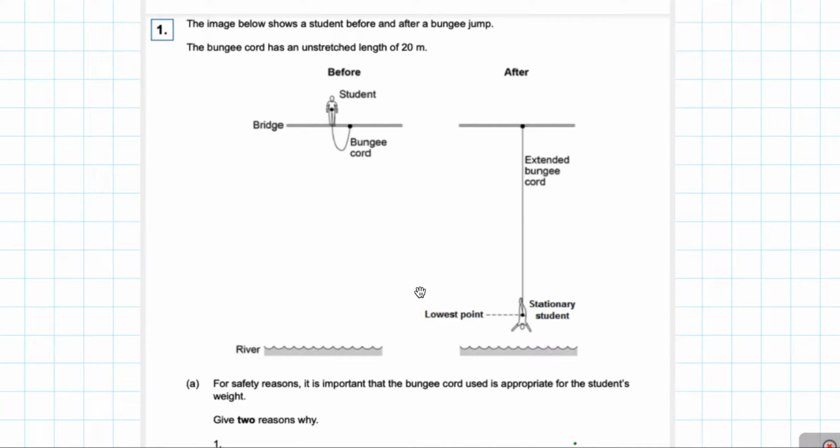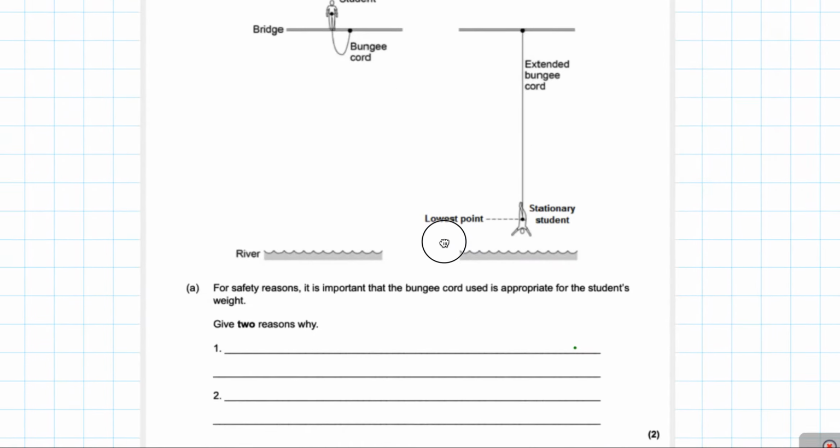Okay, so question 1, the image shows a student before and after a bungee jump. The bungee jump has an unstretched length of 20 meters, and we can see a before image of a student standing on a bridge waiting to jump down from the bridge, attached to a bungee cord which is attached to the bridge. We've got the river below, and in the second image we have the student at their lowest point, and we have an extended bungee cord.